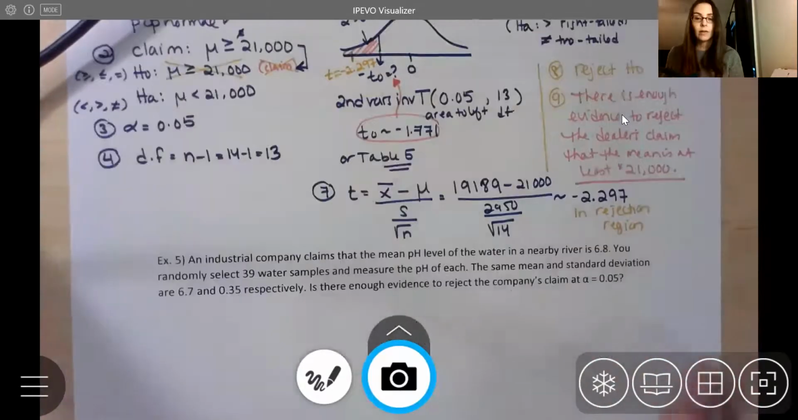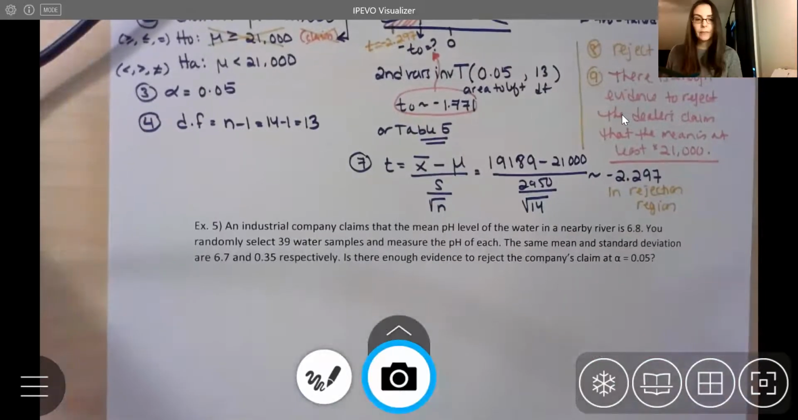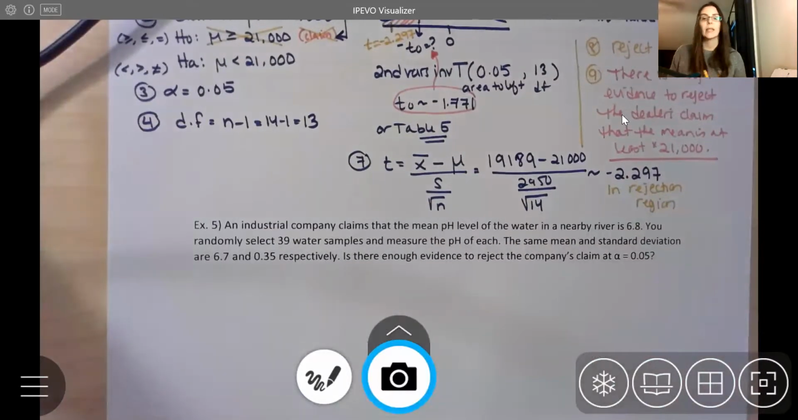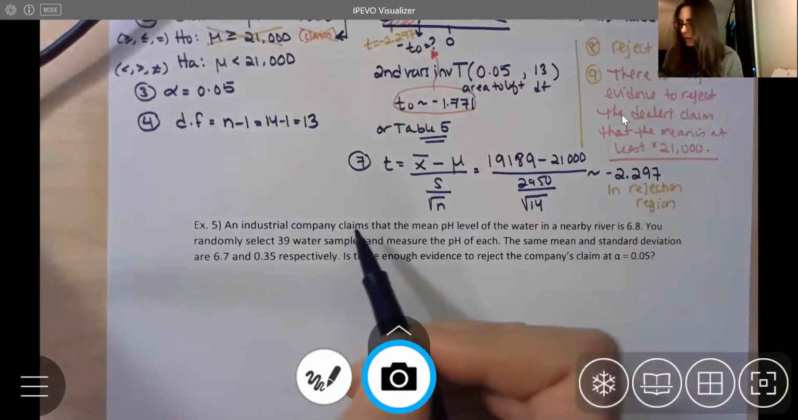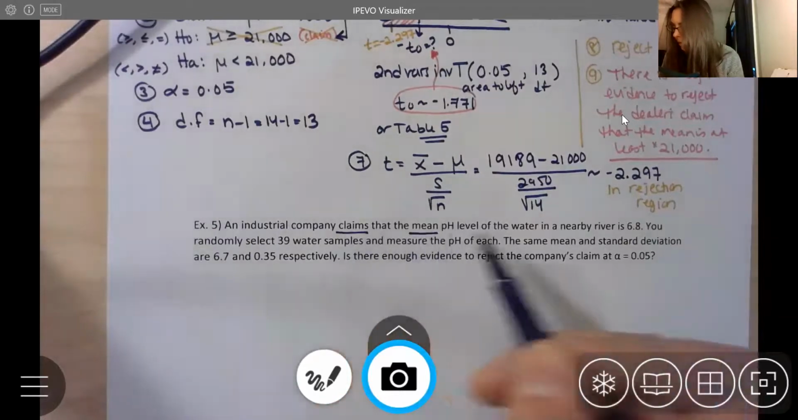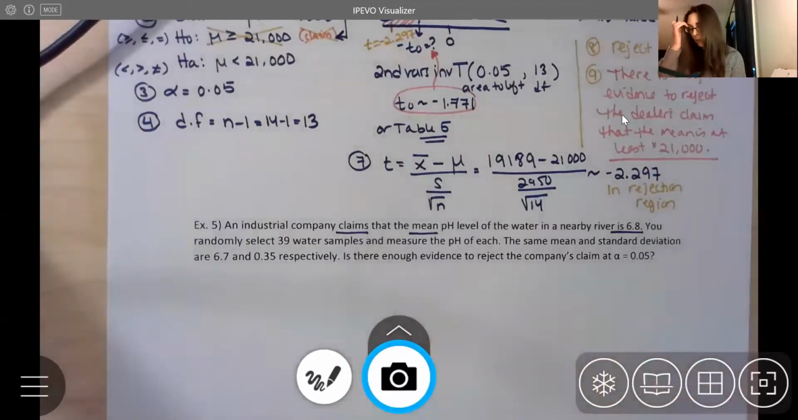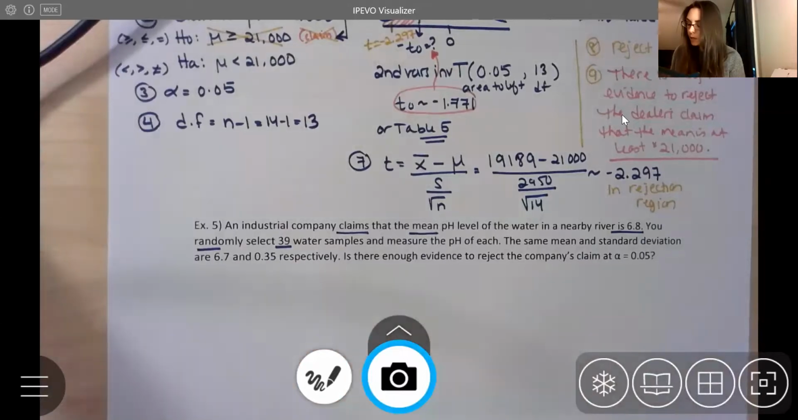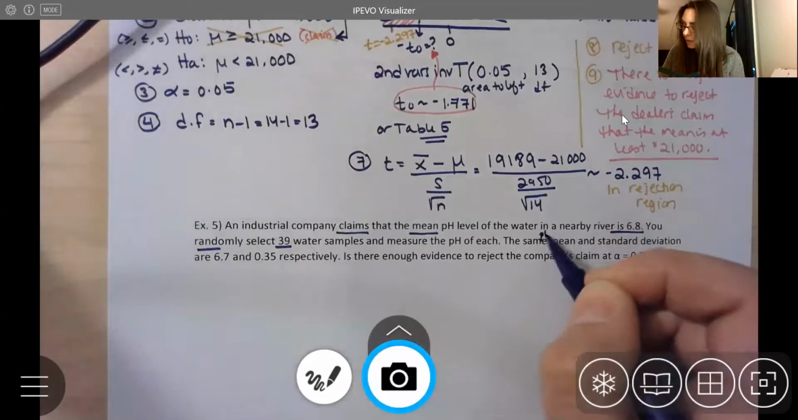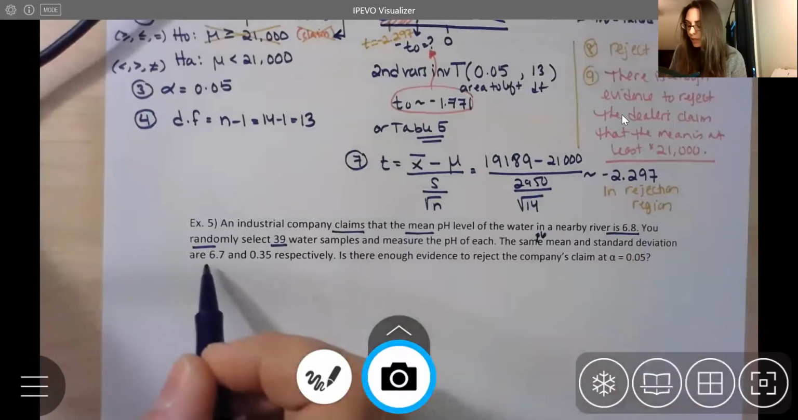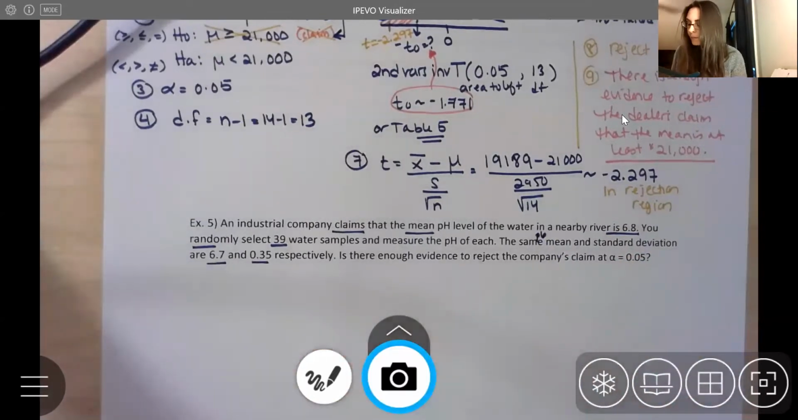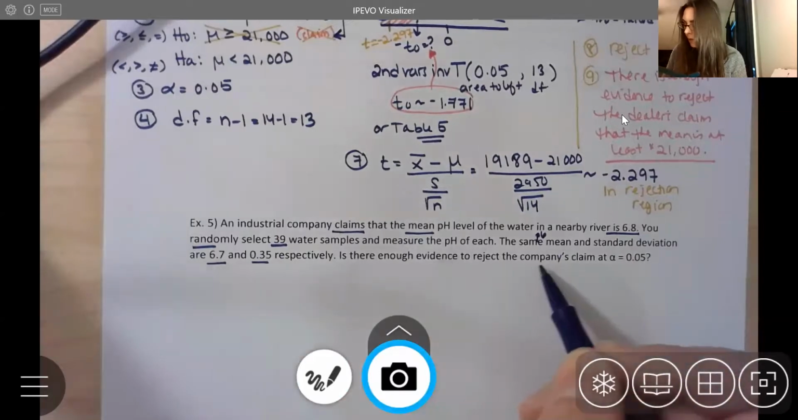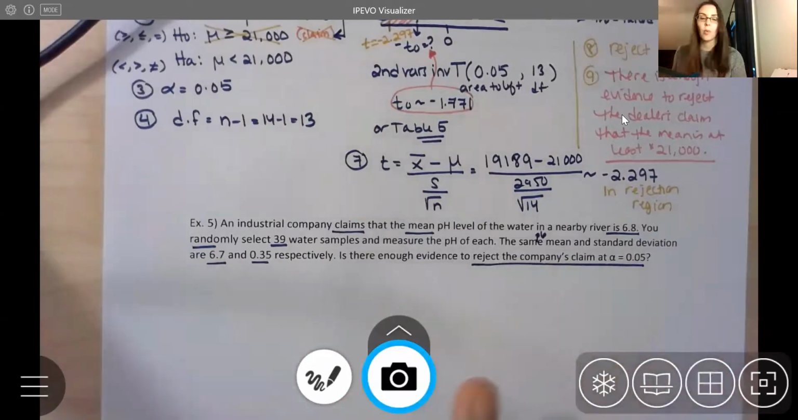All right, let's try one more. So we're going to do the critical value method. So an industrial company claims that the mean pH level of water in a nearby river is 6.8. So here's our claim. The mean is 6.8. You randomly select 39 water samples and measure the pH of each. So let's just say the sample mean and the standard deviation are 6.7 and 0.03 respectively. Is there enough evidence to reject the company's claim at alpha equals 0.05?